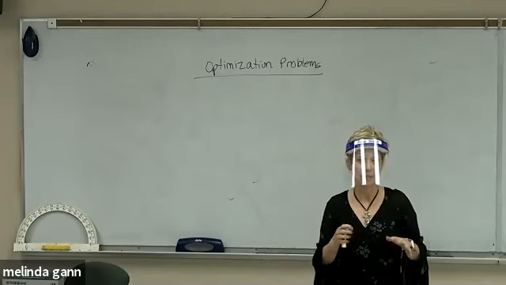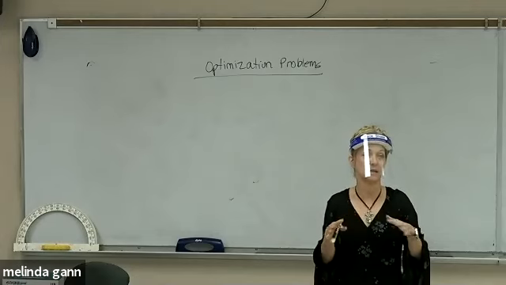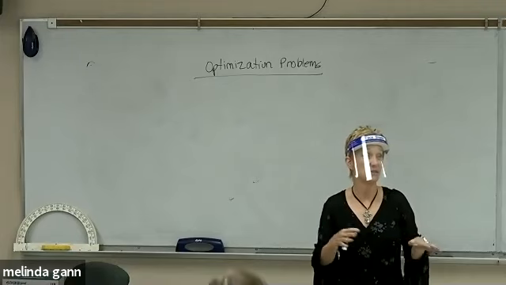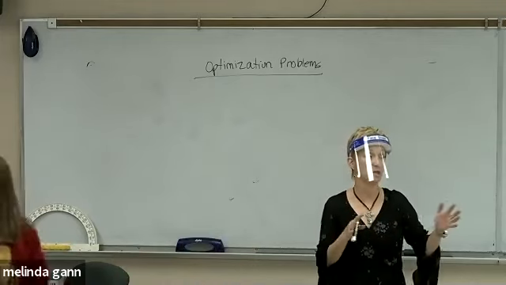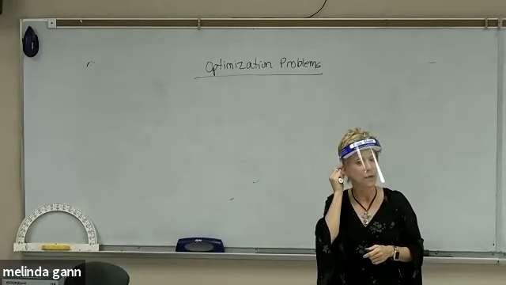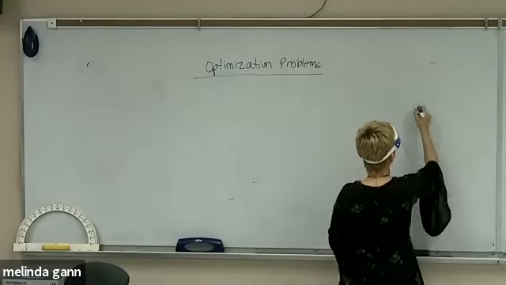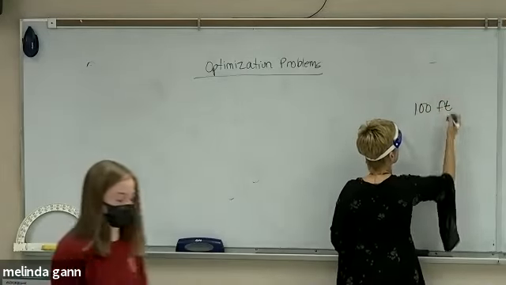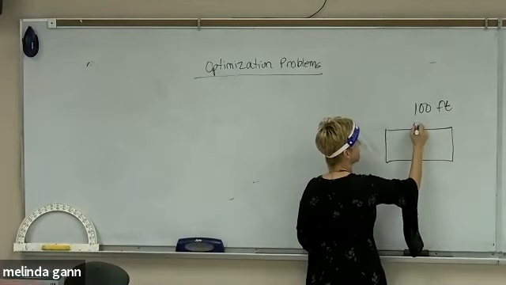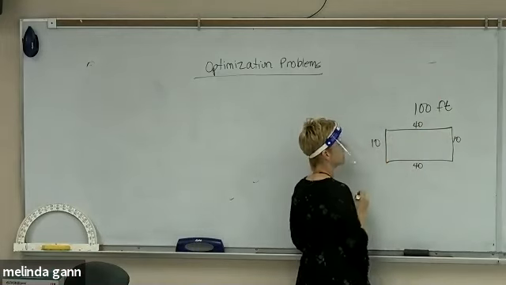Like, for instance, if somebody were to give me some fencing, and my job, I've decided I'm going to build a fence for my dog. And maybe I've decided I want to do it as a rectangle. Well, if I have 100 feet of fence, I could build a rectangular fence that's 40 this way and 40 this way and 10 this way and 10 this way.